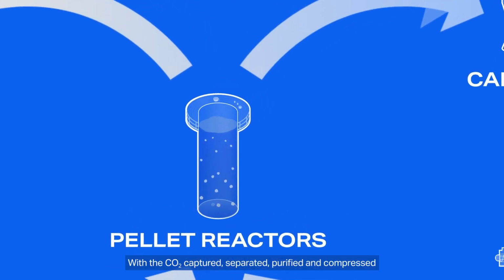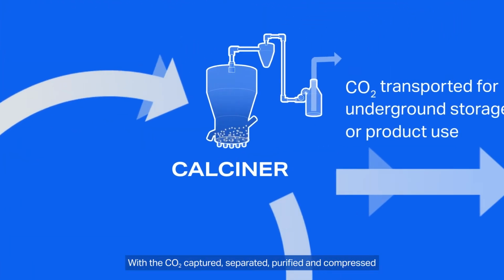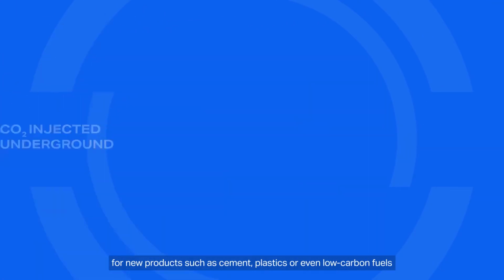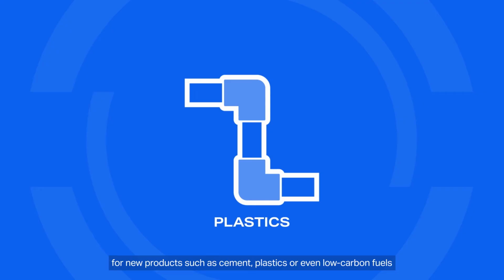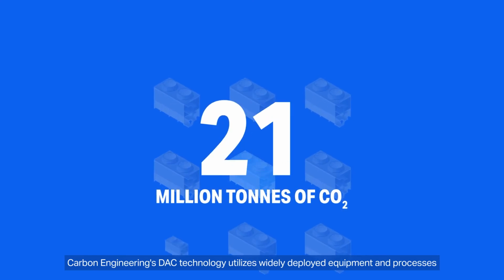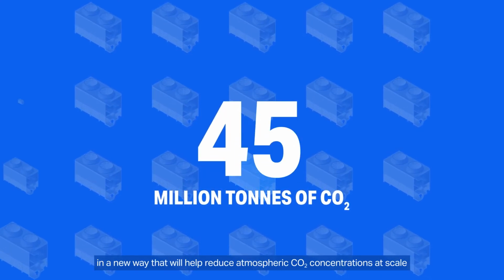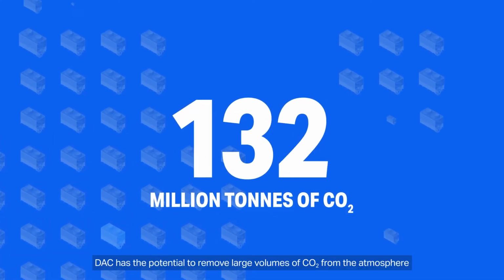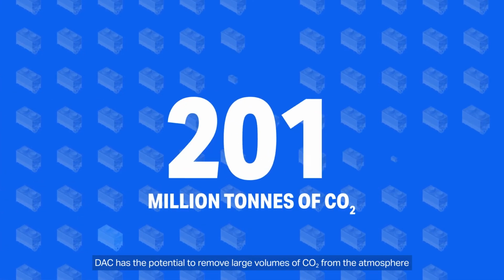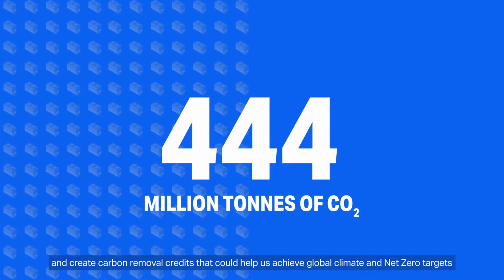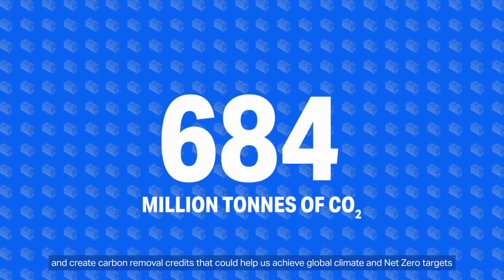With the CO2 captured, separated, purified, and compressed, it can be permanently stored deep underground or used as a feedstock for new products such as cement, plastics, or even low-carbon fuels. Carbon Engineering's DAC technology utilizes widely deployed equipment and processes in a new way that will help reduce atmospheric CO2 concentrations at scale. DAC has the potential to remove large volumes of CO2 from the atmosphere and create carbon removal credits that could help us achieve global climate and net zero targets.